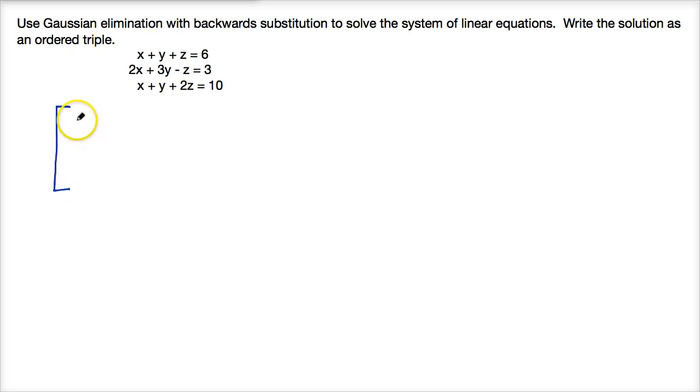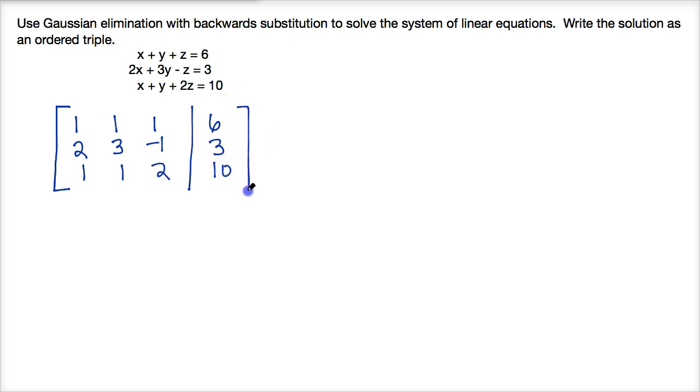So for our first equation, we want 1, 1, 1, and 6. We want 2, 3, -1, and 3. We want 1, 1, 2, and 10. As we're setting up this matrix, the first column represents the coefficients on x, the second is y, the third is z, and then our constants are on the other side of that line.